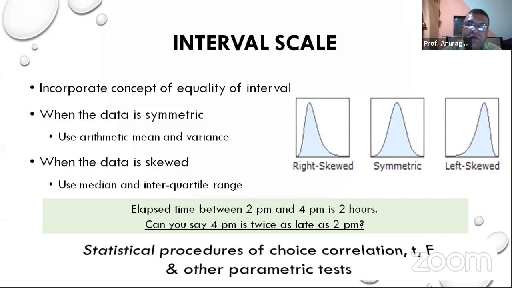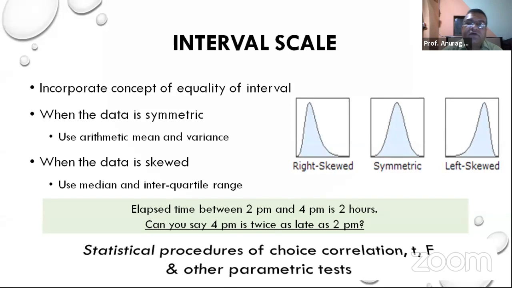A very good example I've given here is that elapsed time between 2 p.m. and 4 p.m. is 2 hours. So can you say that 4 p.m. is twice as late as 2 p.m.? We cannot say that. So we can at most say that 2 hours have elapsed between 2 p.m. and 4 p.m. So 120 minutes or 2 hours have elapsed.